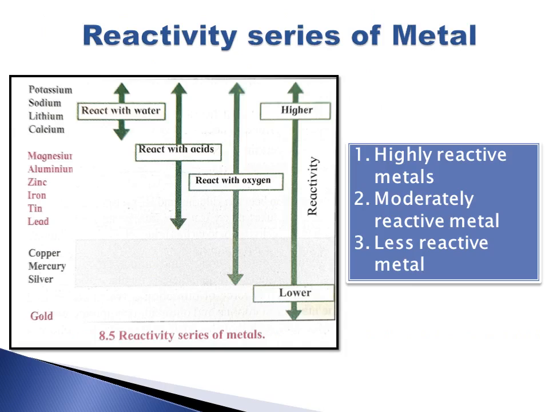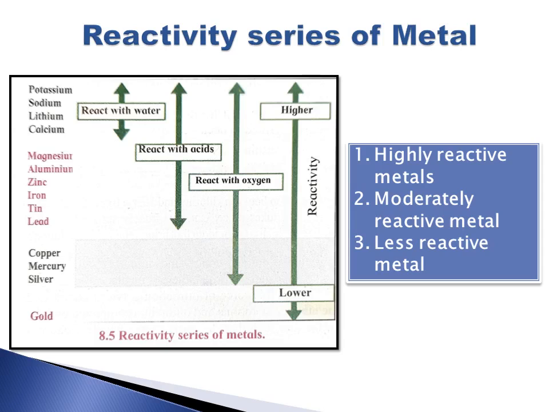Scientists have developed the reactivity series by doing many experiments of displacement reaction. The arrangement of metals in the increasing or decreasing order of reactivity is called the reactivity series of metals. Metals are divided into the following groups according to their reactivity. First, the highly reactive metals, second, the moderately reactive metals, and third, the less reactive metals.